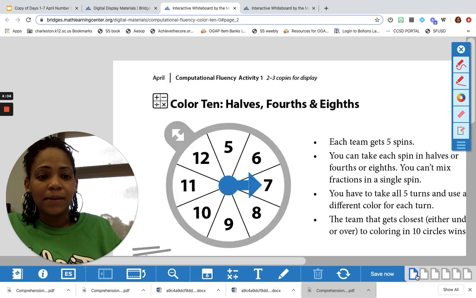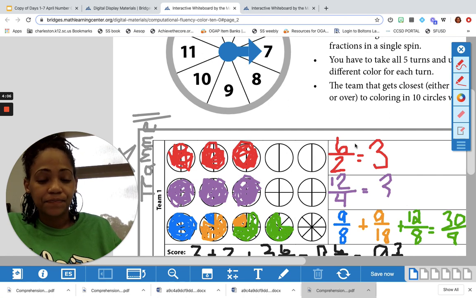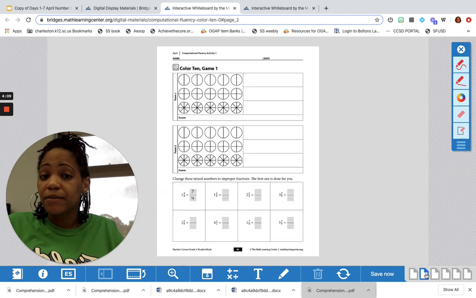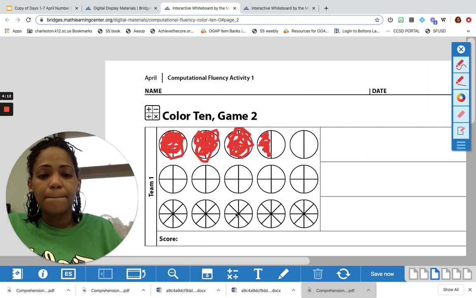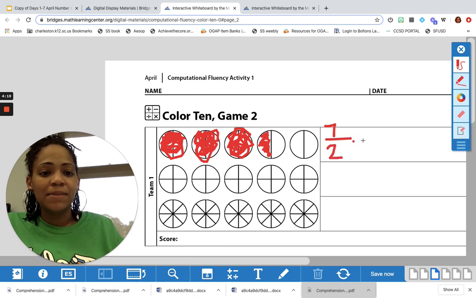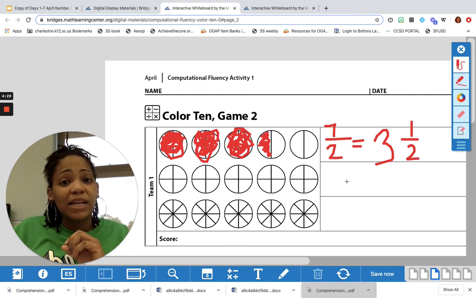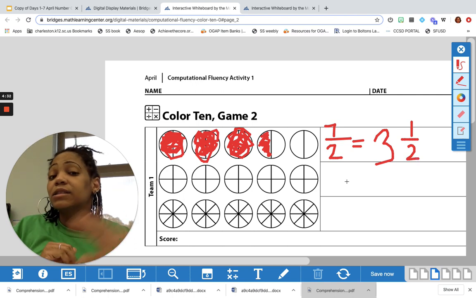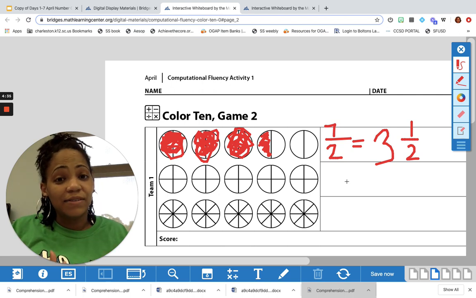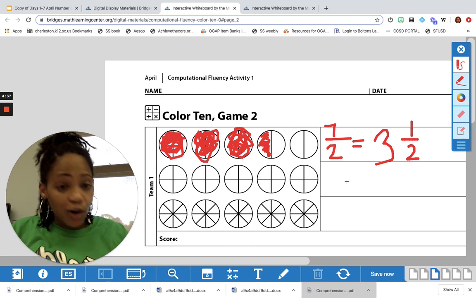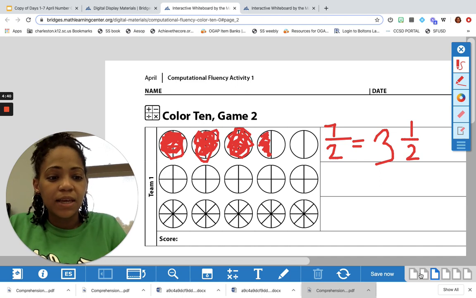And then on the side, I'm going to write the total that I got. See? And we're going to change it from an improper fraction to a mixed number. So here I have 7 halves, which is the same thing as saying how many wholes? 3 wholes and 1 half. I also should remind you that whenever you spin, you can't mix up halves, fourths, and eighths. You can't color in some halves and then some fourths. You just have to color in all halves, or all fourths, or all eighths. Okay? So here's your spin.